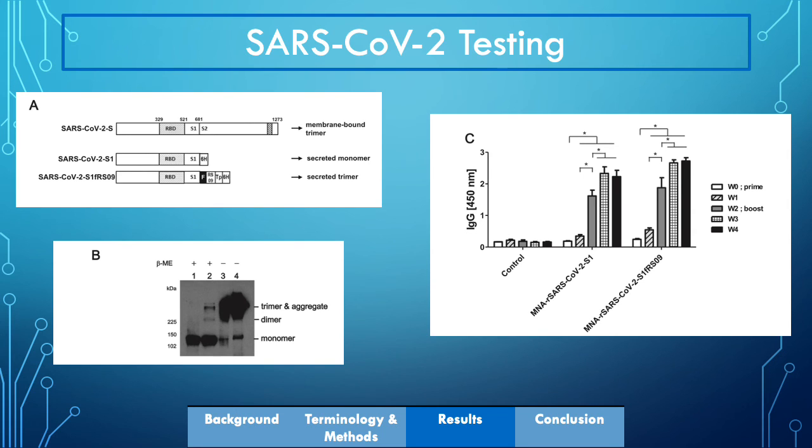And then on the far right, you get the mRNA SARS-CoV-2 with the S1 trimer, and you get the same type of response. It actually continuously grows the IgG.